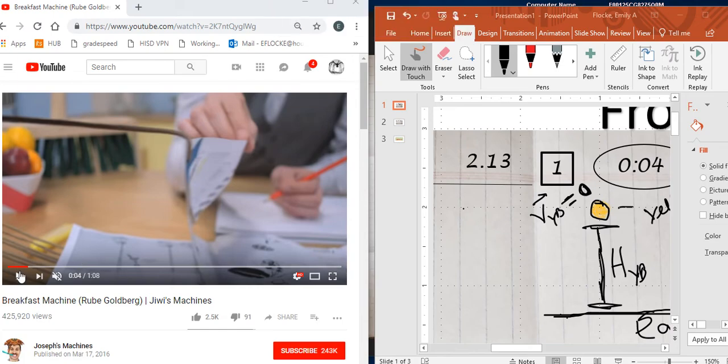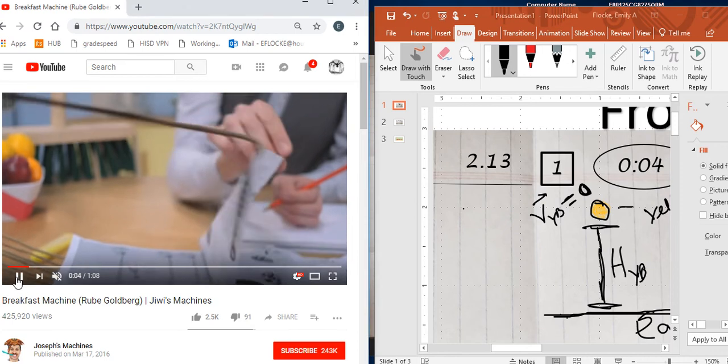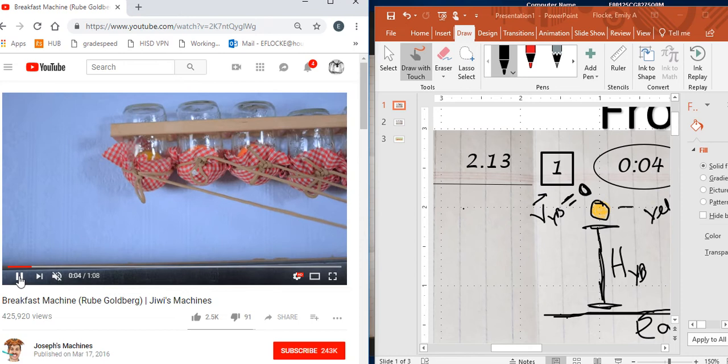Okay, the next part of the video is a little weird, but remember, there are no outside forces. That means there's no friction. It's kind of strange what happens. So watch the video. Yeah, there's the yellow ball.